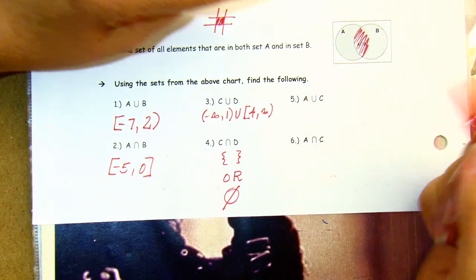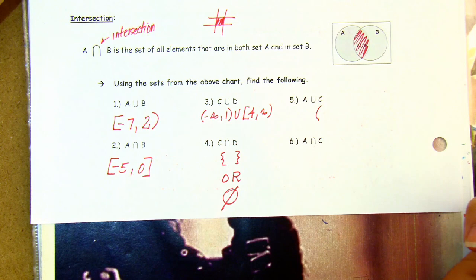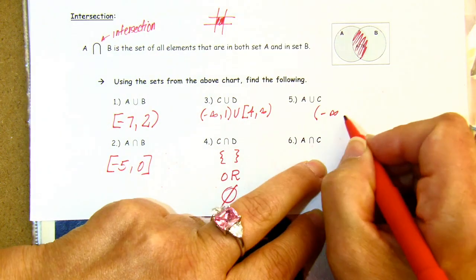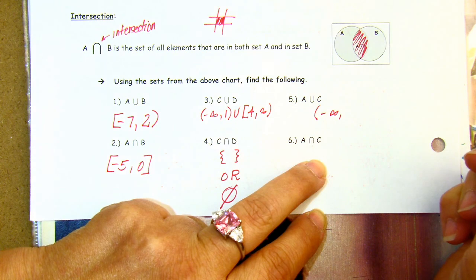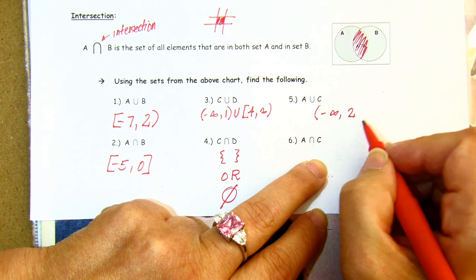Union with sets A and C. Well, A is -5 to 2. Set C is -infinity to 1. When I bring both of these sets together, I definitely have to start at -infinity. And the farthest right, well, look, set C stops at 1, but set A stops at 2. So I'm going to put the 2 in there, and the 2 had the parenthesis.